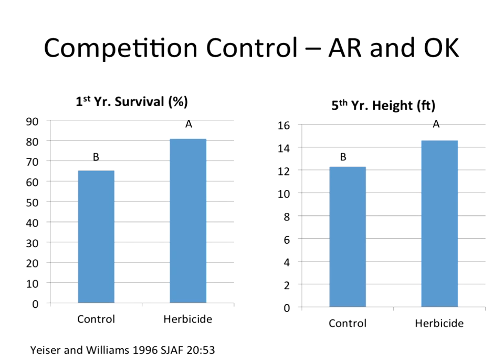Competition control is also important on droughty sites. Competition for moisture can be very important, and there are lots of data out there that show that controlling competing vegetation both increases survival and increases height growth.